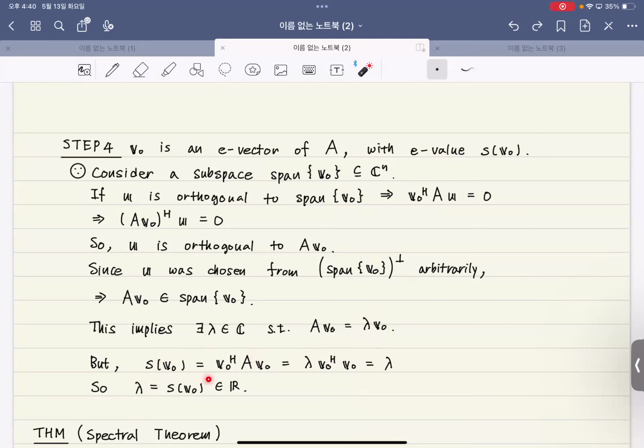So S of v0 is v0^H A v0, but A times v0 turns out to be lambda times v0. So I'm replacing this by lambda v0. Eventually this is going to be this, and since we are assuming that v0 was obtained from a unit vector, this is lambda. So this lambda actually turns out to be the function value of S at vector v0. Great.